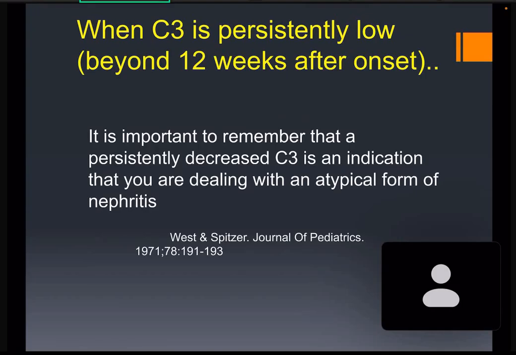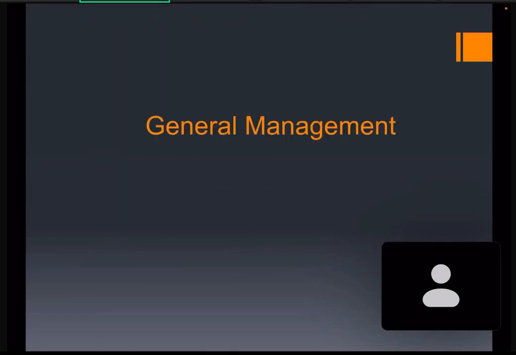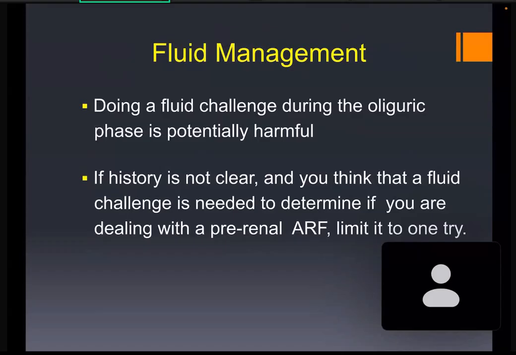Now, when the C3 is persistently low, so this is what I mentioned earlier, that there is persistently low C3 means beyond the 12 weeks, it's an indication that you are dealing with another form of glomerulonephritis, and it's probably not PSGN. So how do we manage it? Initially, we do a fluid challenge if the patient is oliguric and we don't want to have the patient go into more fluid overload.